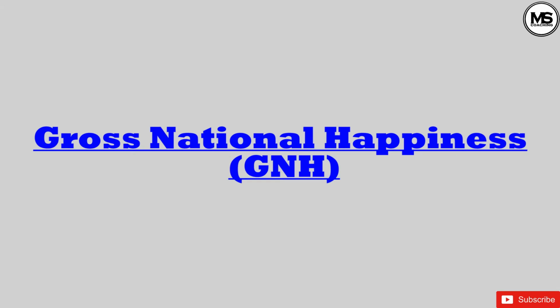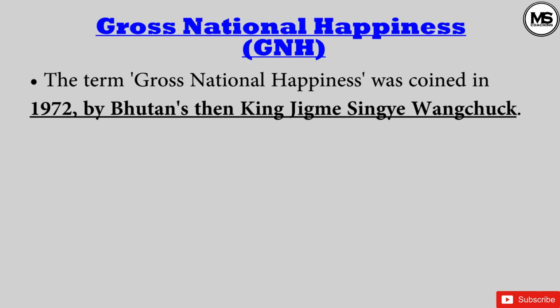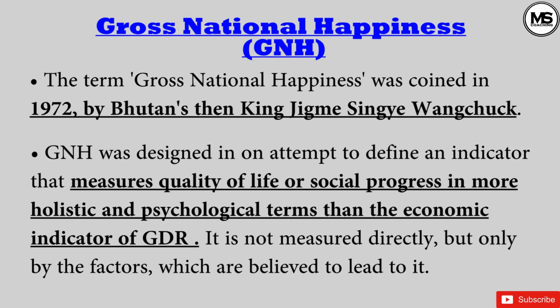Gross National Happiness, GNH. The term gross national happiness was coined in 1972 by Bhutan's then King Jigme Singye Wangchuck. GNH was designed in an attempt to define an indicator that measures quality of life or social progress in more holistic and psychological terms than the economic indicator of GDP. It is not measured directly, but only by the factors which are believed to lead to it.